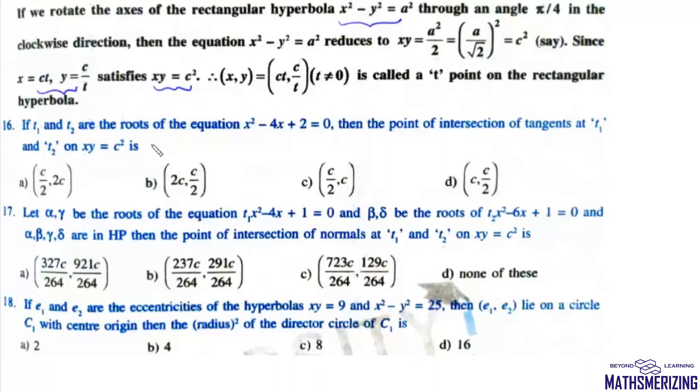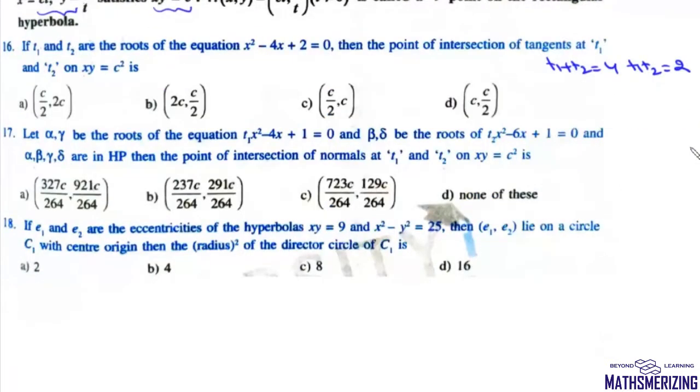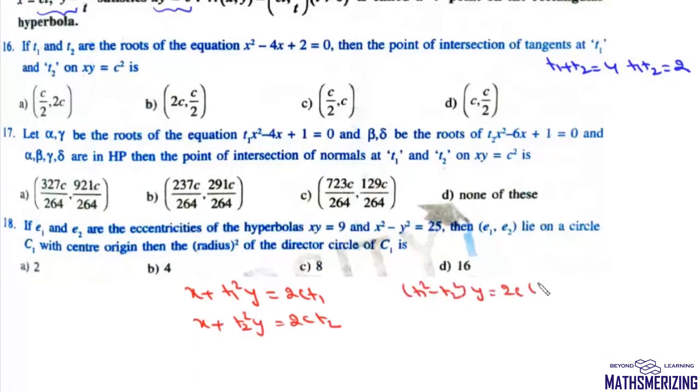Now since t1 and t2 are roots of this equation, the sum of roots t1 plus t2 is 4 and the product of roots t1 into t2 is 2. Now for rectangular hyperbola, we know that equation of tangent at t1 is x plus t1 square y equals 2c t1, and at t2 it will be x plus t2 square y equals 2c t2. Now we'll subtract, we'll get t1 square minus t2 square times y equals 2c times t1 minus t2. Then the value of y will be simply 2c upon t1 plus t2.